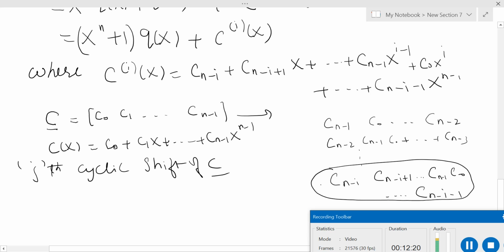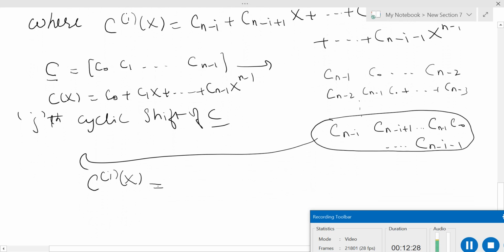And what is the polynomial for it? That is exactly ci of x. If you write the polynomial for it, the degree 0 term will be c of n minus I, then c of n minus I plus 1. See, this much detail is not given in the book, so note it down properly.